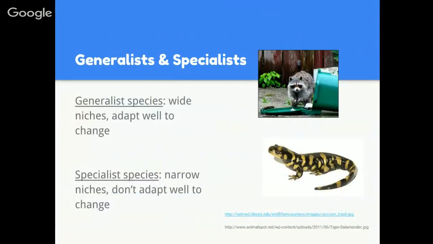We have different types of species that can do different things. Generalist species have really wide niches and they can adapt well to change. So when humans come along, for example, a raccoon is able to scavenge in trash cans and can adapt that way. Specialist species, however, have very narrow niches and they don't adapt well to change. And these are the kind of species we see going extinct first when there's habitat loss, when there's a large environmental change, and sometimes these species can even be keystone species, which is dangerous. We'll talk about those in a second as well. So again, some species are just a little bit more hardy than others.